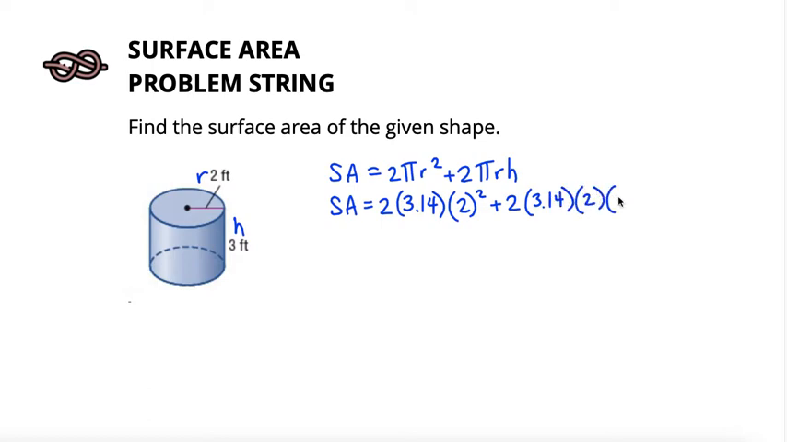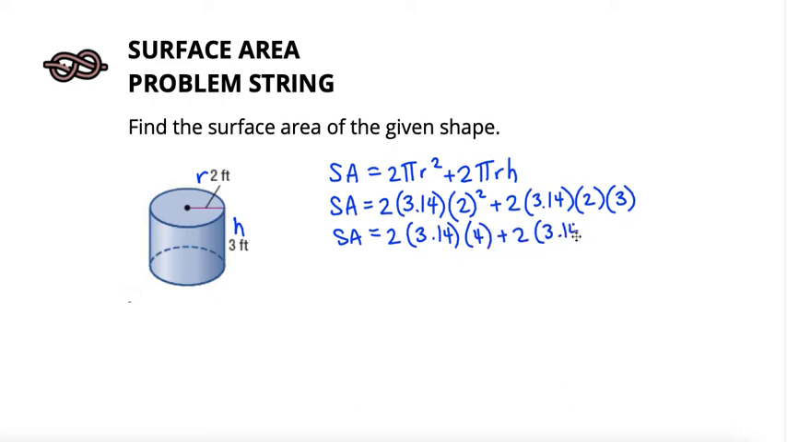And then we're going to solve this using order of operations. So order of operations tells us that we need to work on the exponents first. So we have to do 2 squared. So I'm going to keep my 2 and my 3.14 out front here for now. 2 squared is 2 times 2, which is 4. And I'm just going to keep this here as well.